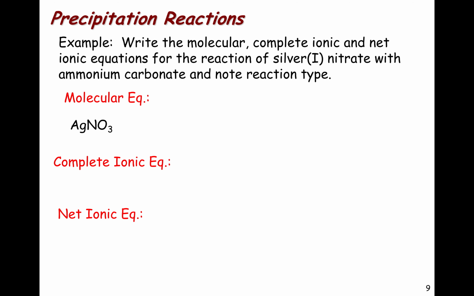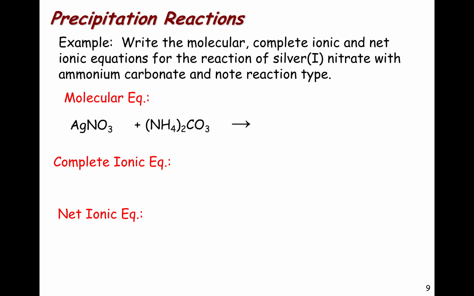So silver nitrate, silver is +1, nitrate is -1. So you get the formula of AgNO3. The other reactant is ammonium carbonate. Ammonium ion is +1, carbonate is 2-, so we need 2 of the ammonium ions. Since ammonium is a polyatomic ion, make sure to put that in parentheses.